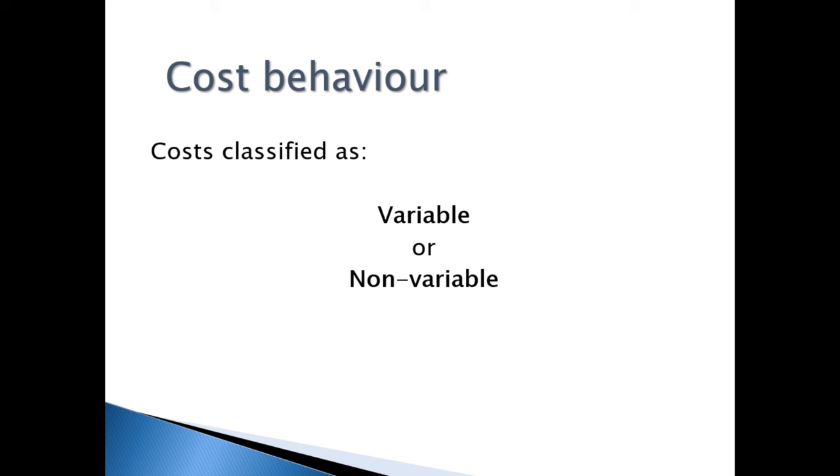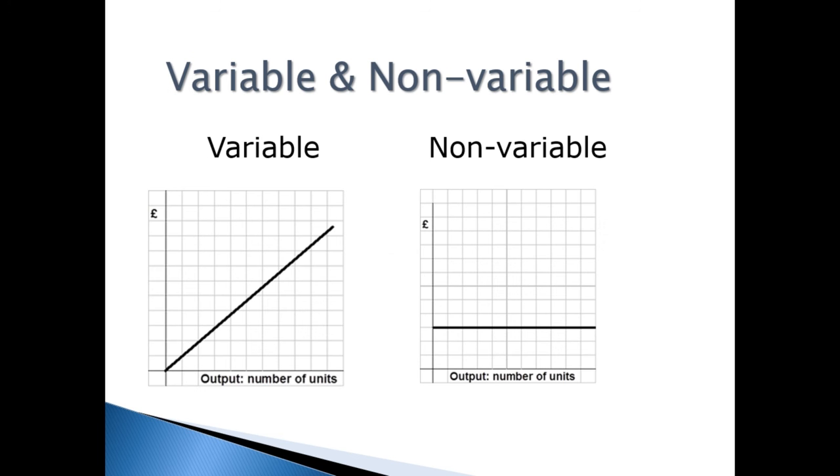Some costs are a combination of variable and non-variable costs. For example, utility bills often comprise a charge per month, which is non-variable, plus a charge per unit consumed, which is variable. Costs like this are sometimes known as semi-variable or semi-fixed.